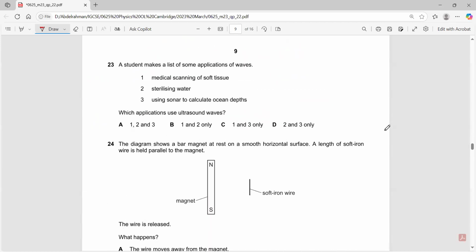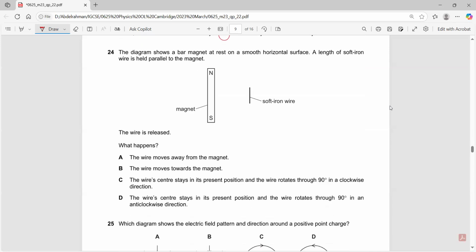The student makes a list of some applications of waves. Which of these applications use ultrasound waves? Let's see. Medical scanning of soft tissue. Yes. Sterilizing water. No, not ultrasound, ultraviolet. Using sonar to calculate the depth. Yes, 1 and 3. Echo.